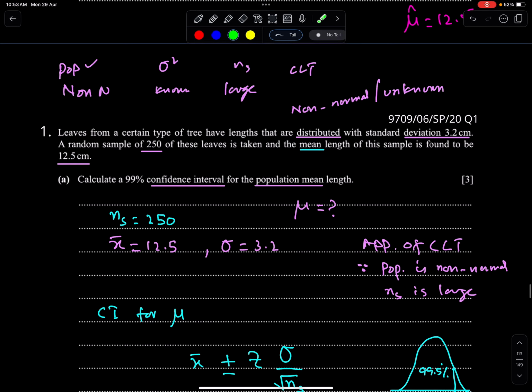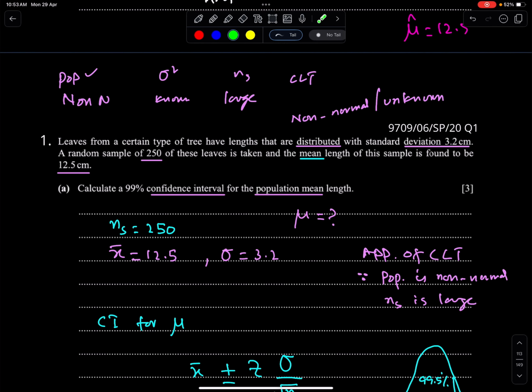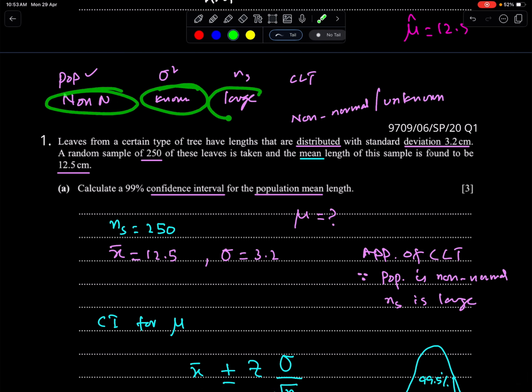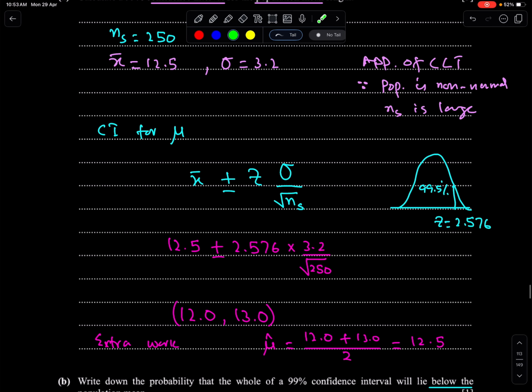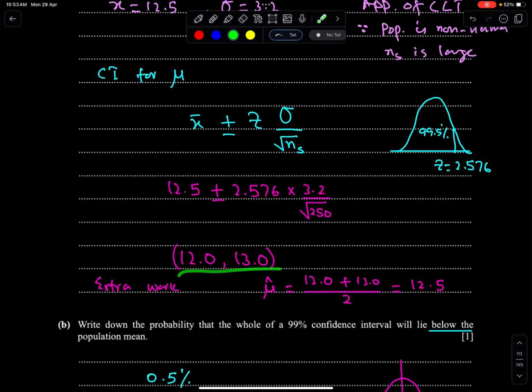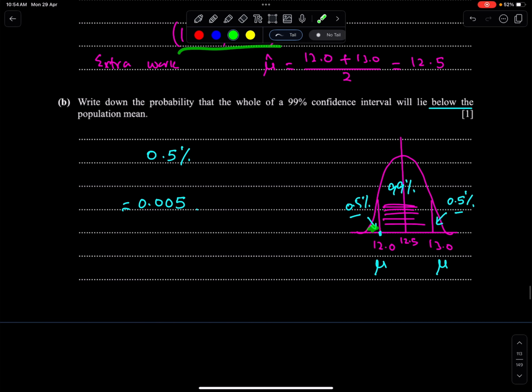Here is the fair solution of this question. The population is non-normal, sigma square known, sample size large, use CLT. We always use CLT when n is large and population is non-normal. This is the condition for CLT. This is 12.0 and 13.0 and this area was required below the mu.